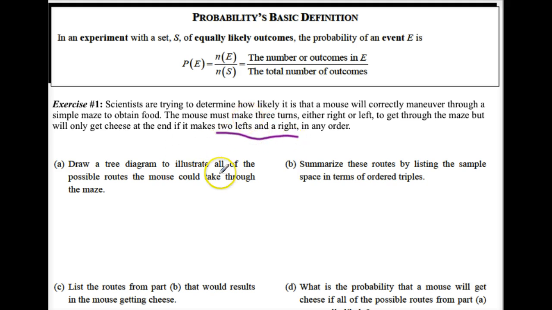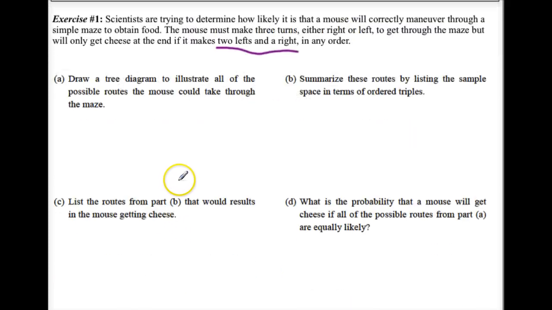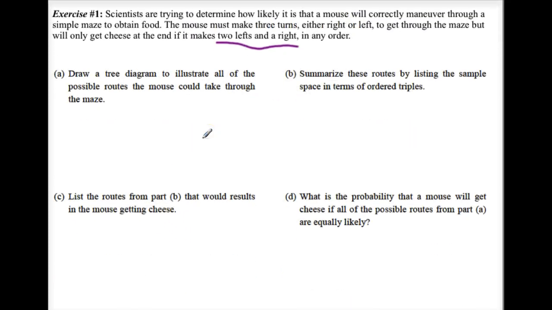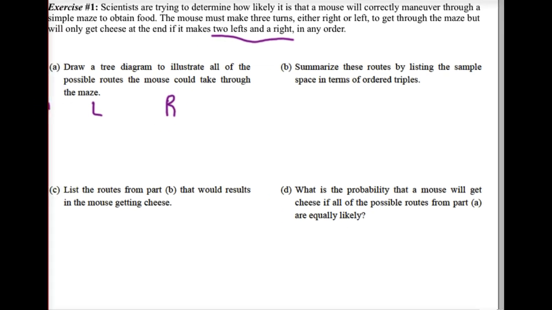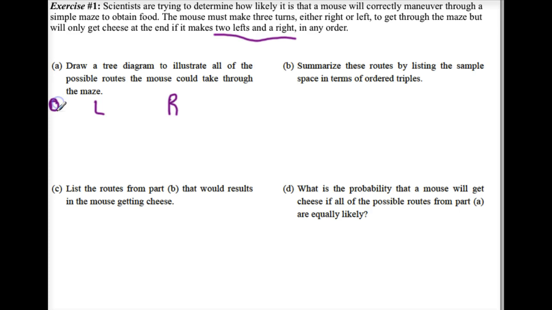Part A says, how can we draw a tree diagram to illustrate this? Remember, this mouse can either go left or right. That's the first turn. So let's put this as 1. This is 1. 2, from this other turn, they can go left or right. And then this is their second turn. They can go left or right.